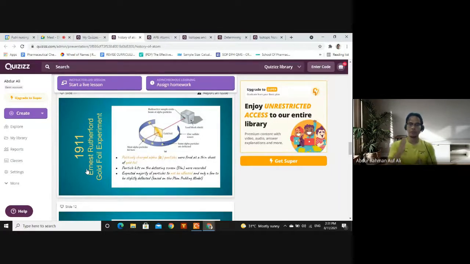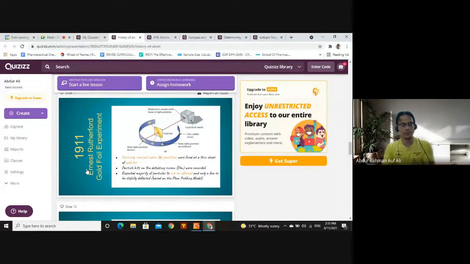This is because from his experiment, from his gold foil experiment ni, dia dapati the inside of an atom bukannya solid. It is mostly 99%-nya adalah empty space. Okay, that is the conclusion of gold foil experiment. Ernest Rutherford discovered the nucleus of an atom.